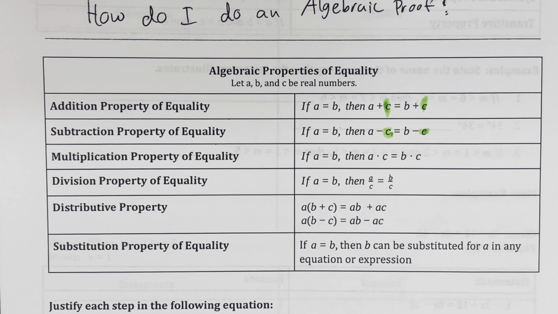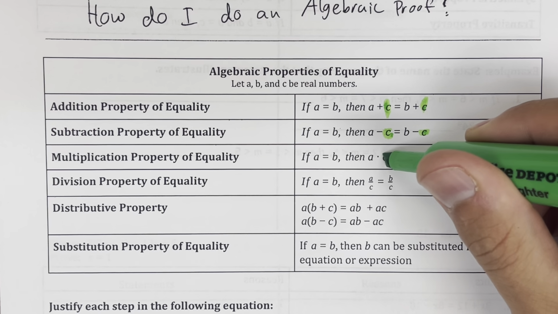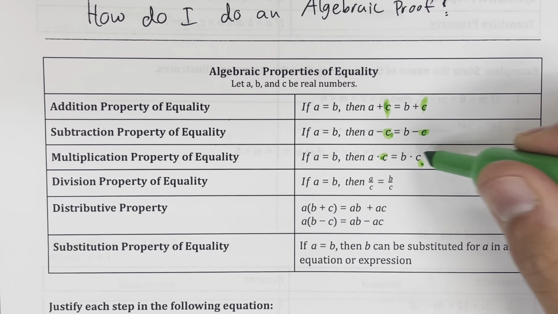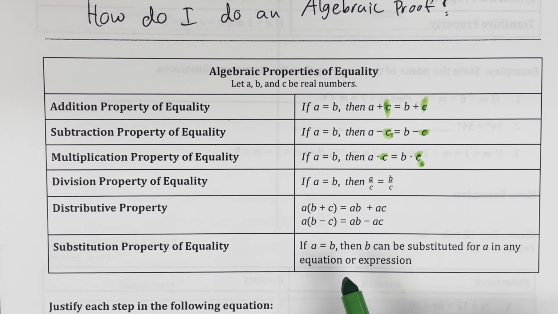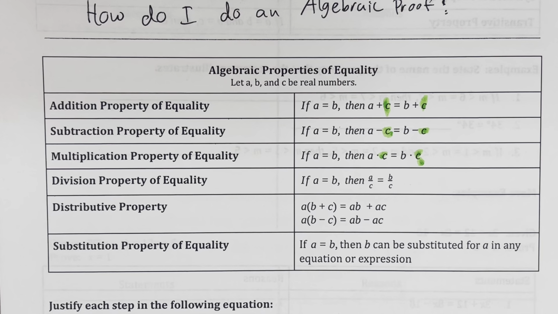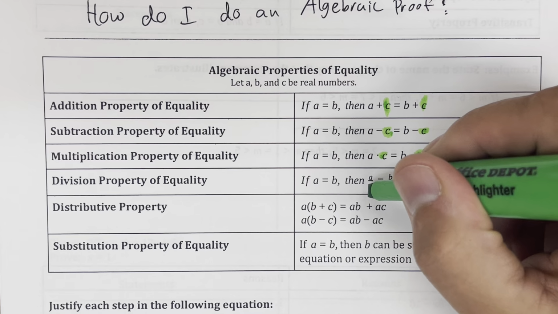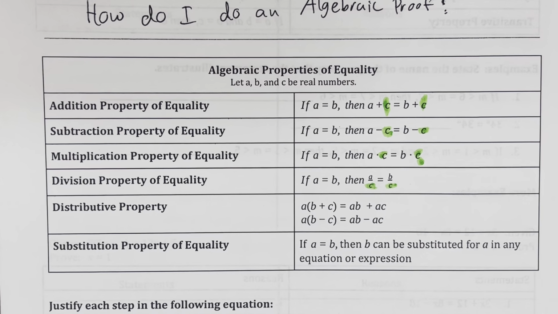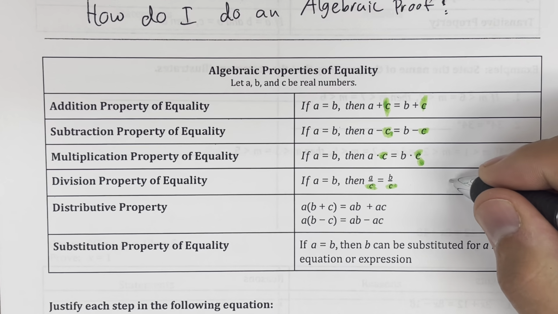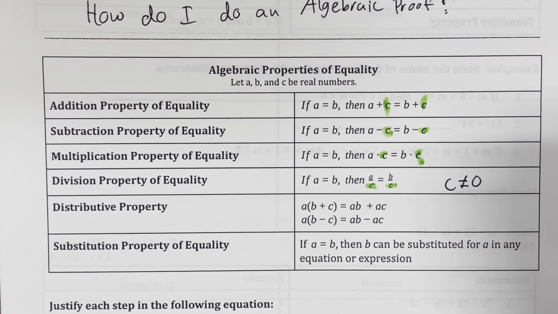Okay, multiplication property of equality states that we can multiply something to both sides of the equation. So in this case, we multiplied C to both sides. We started with A equals B, we took A times C. Other side, we took B times C. In a similar manner, we can also divide by something on both sides. I can divide by C, divide by C. I can't divide by 0. So I'm going to add that in. C cannot equal 0. All right, you can't divide by 0, first commandment of math.